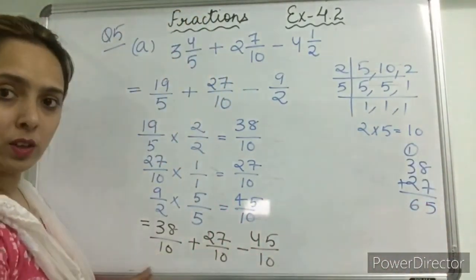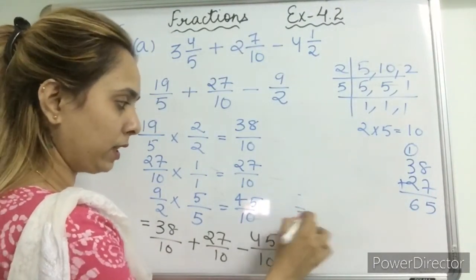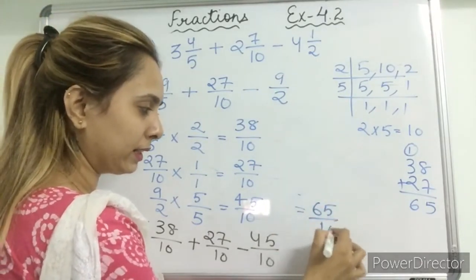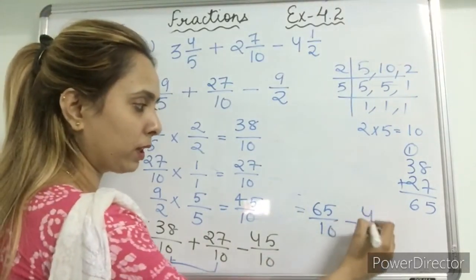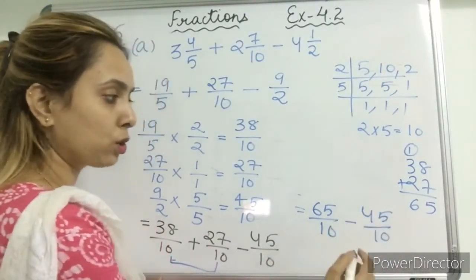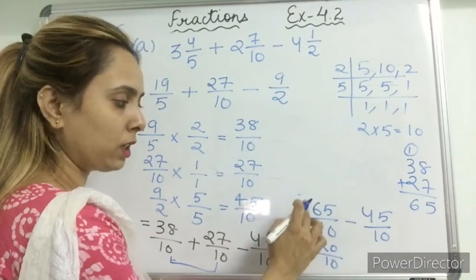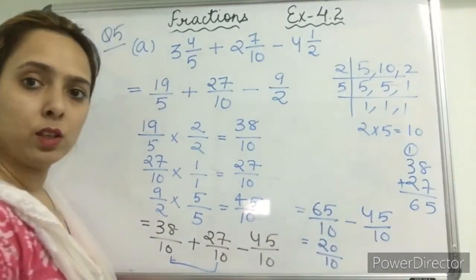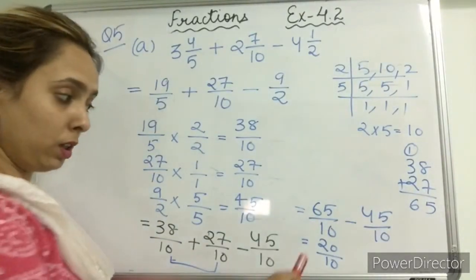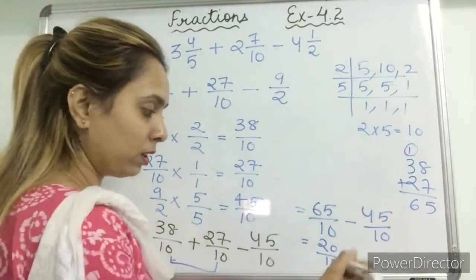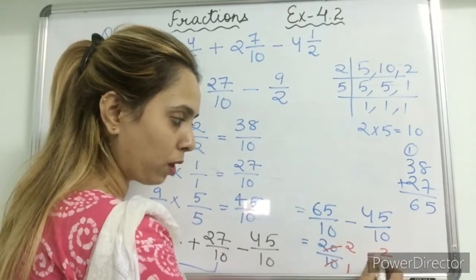So after this you will write in the next line like this: 65 upon 10. 65 upon 10 is the answer of these two fractions. Okay. So now minus 45 upon 10. So what answer will you get? You will get 20 upon 10 because 65 minus 45 is 20. Now you can see that 20 and 10, we can reduce them. 10 1s are 10, 10 2s are 20. So you have got the answer 2 upon 1.